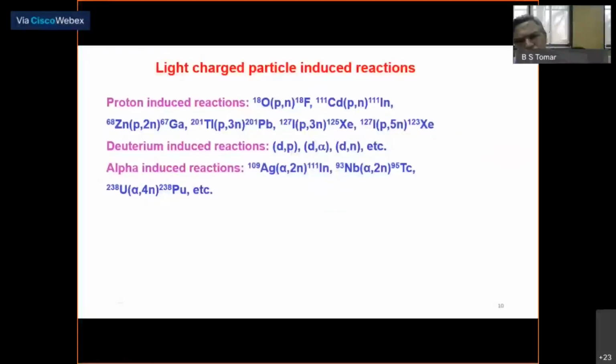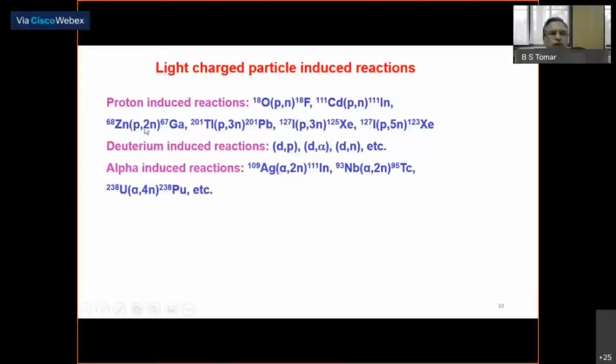Okay. So the charged particle induced reactions, I have tried to segregate into light charged particle induced reactions and heavy ion induced reactions. In the light charged particle induced reactions, protons, deuterons, and alpha particles are commonly used projectiles. So with any charged particle fusing with the target nucleus, we have, like say, oxygen 18 pn reaction, F18. This is a reaction used to produce F18, which is a PET isotope. You can have cadmium 111 pn reaction, indium 111. Indium 111 is also used in nuclear medicine for diagnostic applications.